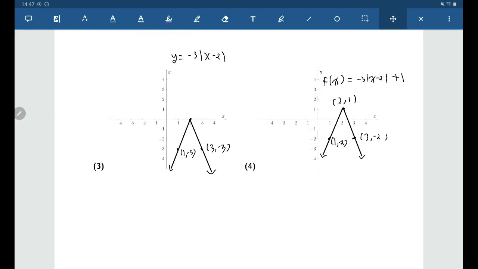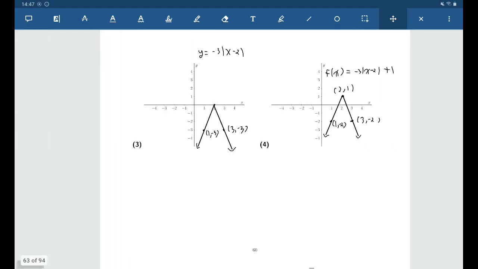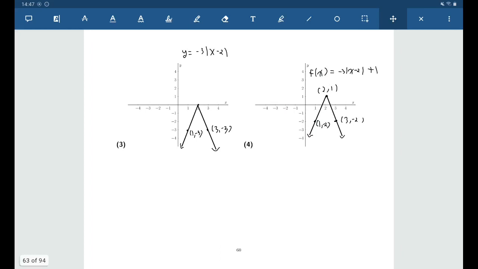And so this is what I expect to see if we are going to graph something by transformations. That will start with our basic shape, and then we will do our transformations one at a time, and each time giving a well-labeled graph, carrying out all the transformations until we have our final transformed graph. And there we go. That's f of x equals negative 3 times absolute value of x minus 2 plus 1.